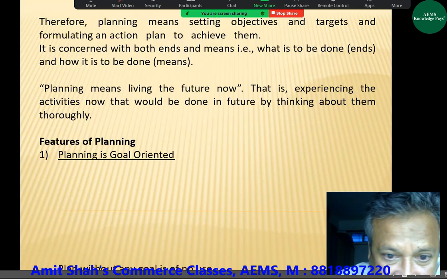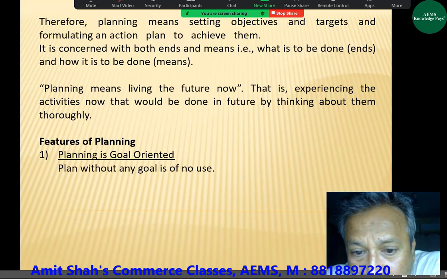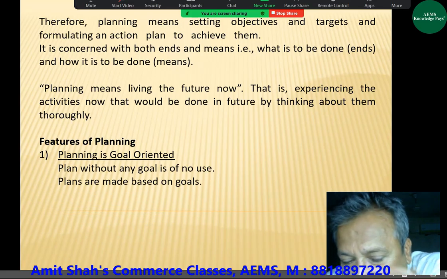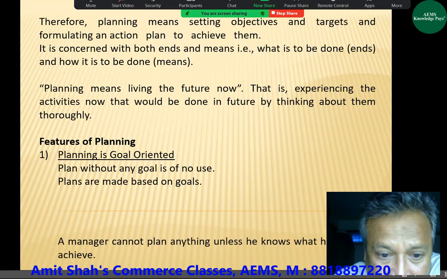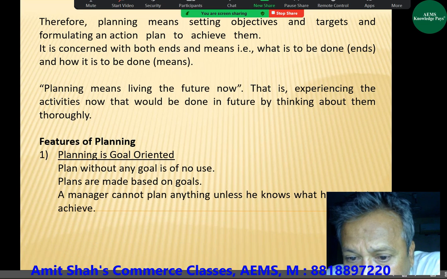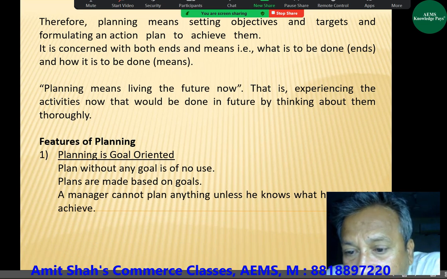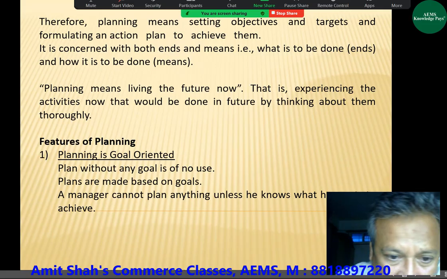So goal can be anything. Plan without any goal is of no use. Plans are made based on goals. You first decide the goal and then you make the plan. A manager cannot plan anything unless he knows what exactly he wants to achieve. So first he has to decide what he wants to achieve.